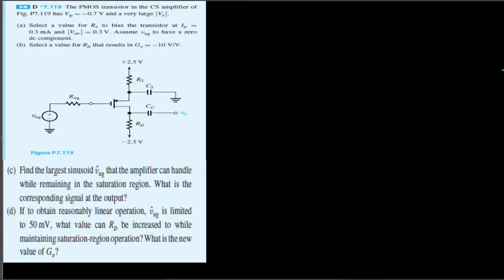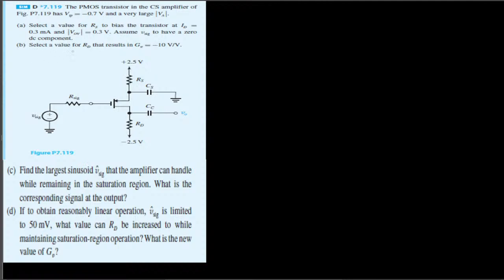This question is asking the PMOS transistor in the CS amplifier of figure P7.119 has VTP equal to minus 0.7 volt and a very large VA. Part A is asking to select a value for Rs to bias the transistor at ID equal to 0.3 milliampere and V overdrive equal to 0.3 volt. Assume vsig to have a 0 DC component.